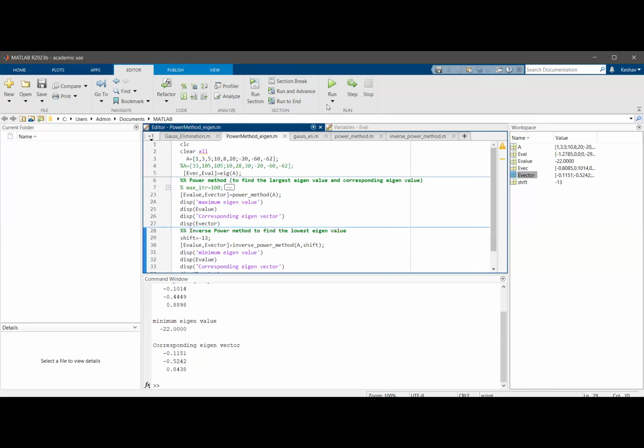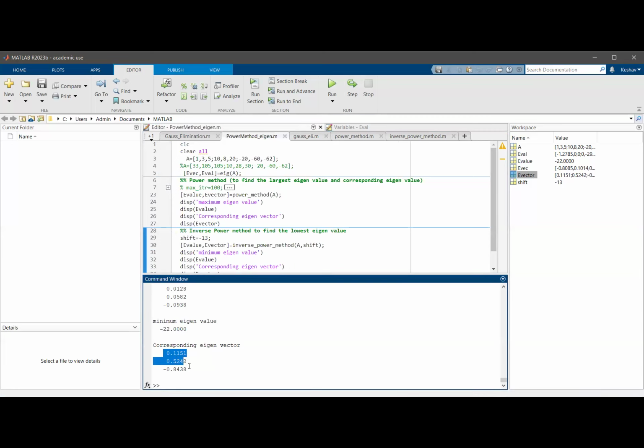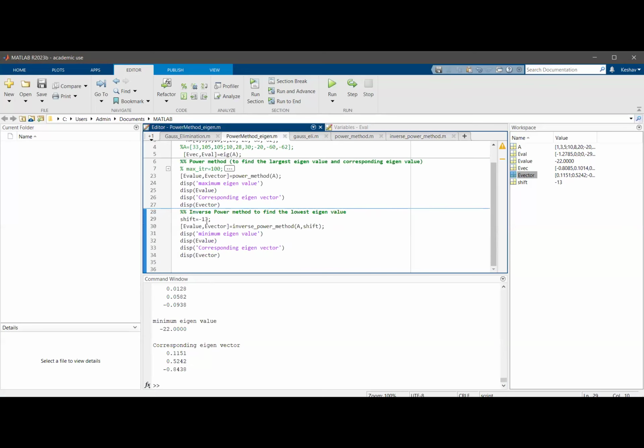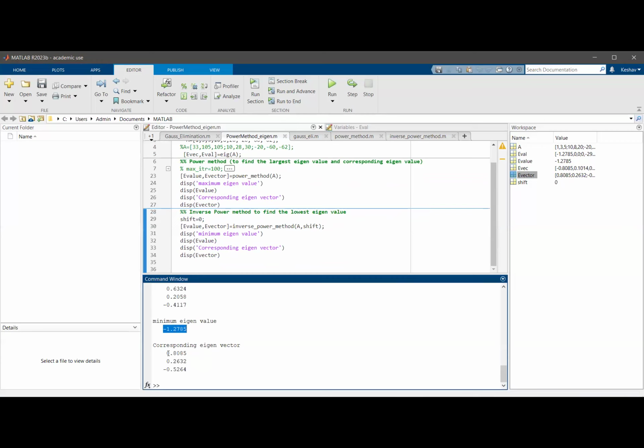If I run, see, I am getting the same 22 that I was getting earlier. It means that rather than using the inbuilt function, I have used the function made by the user, the Gauss ELI function. Now if I change this 13 to 0, I will get the minimum eigenvalue, -1.785, and the corresponding eigenvector.